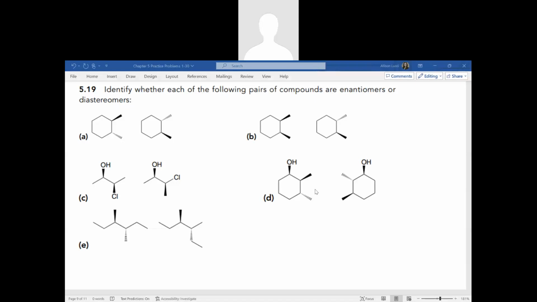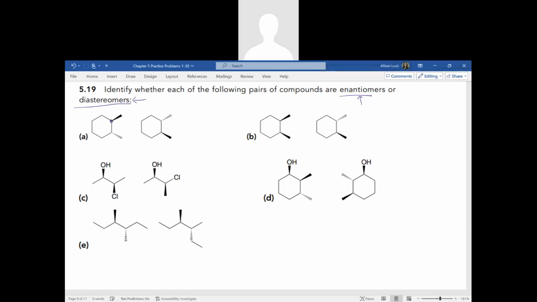In problem 19 from chapter 5, we're given 5 pairs of compounds, and we're asked to identify whether they are enantiomers or diastereomers. So if you recall, if we know that we have isomers and they are non-superimposable mirror images of one another, we are looking at enantiomers. On the other hand, if we have isomers that are not superimposable, nor are they mirror images, then we would have diastereomers.